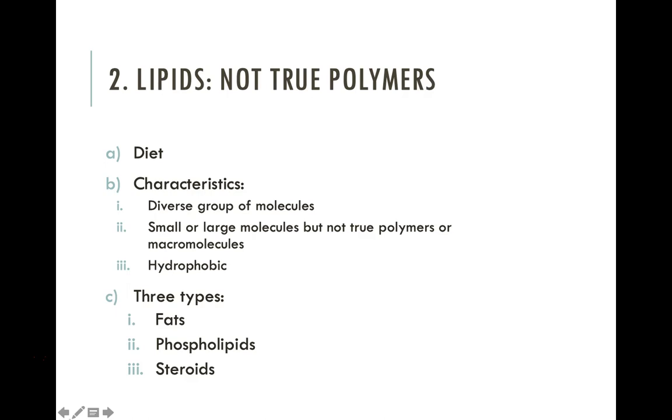So lipids are a diverse group of molecules. There are a variety of different basic forms of lipids, and they can be small or large, but they're really not true polymers. They're not extremely large, complicated molecules. One characteristic that unites the lipids is that they are hydrophobic, and we'll see why that is in a minute. But they are hydrophobic, which means they don't interact well with water, whereas our other molecules, our carbohydrates, proteins, and DNA, will all interact with water, and that's really important in living organisms. So let's talk about these three different types.